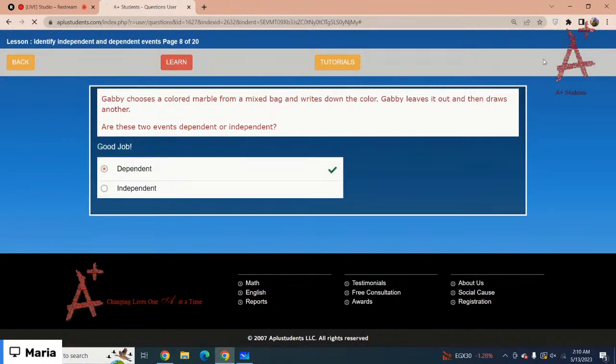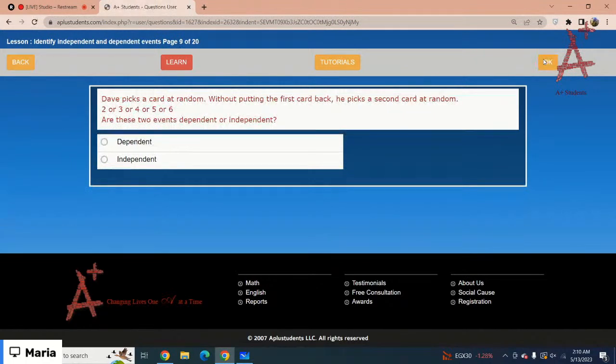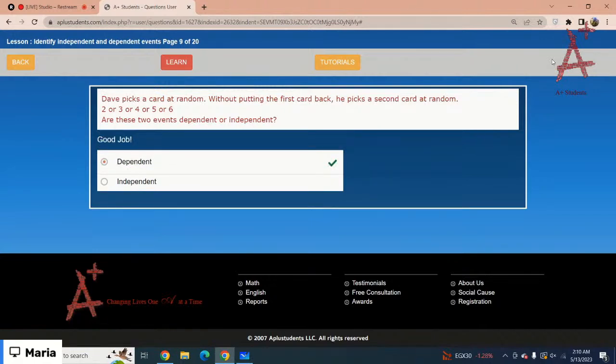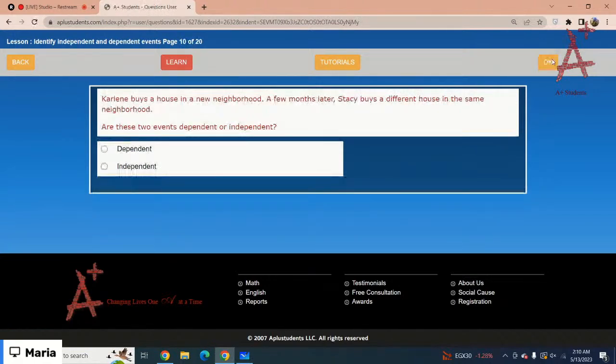Dave picks a card at random. Without putting the first card back, he picks a second card at random. Are these two events dependent or independent? So again, you have the words without putting the card back. That means these events are dependent events. Got it? They are dependent events because they didn't put the card back. Got it? Okay, you can complete the test for yourself later today. Let me just move on to the next lesson.